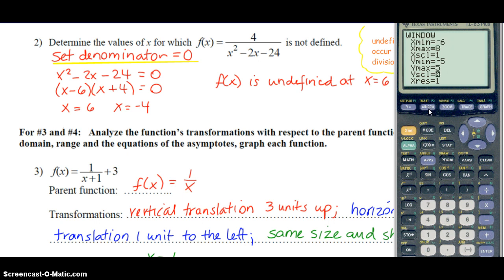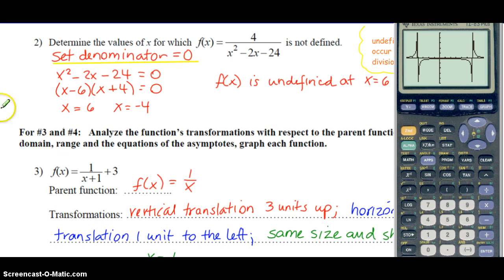So you can see that I've changed my window here, and I need to clear that out. Sorry about that. Okay, so I've changed my window and I'm going to graph, and you can see what our function looks like, the asymptotes at -4 and +6, and that the function curves around those two asymptotes.